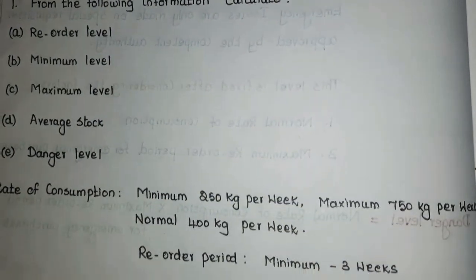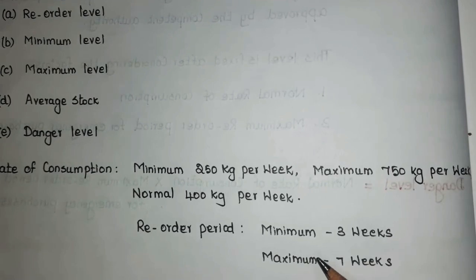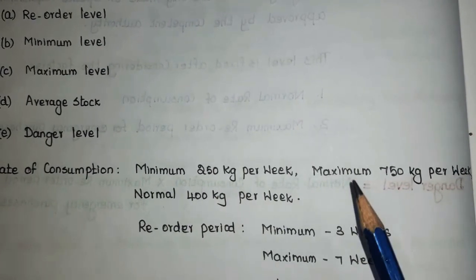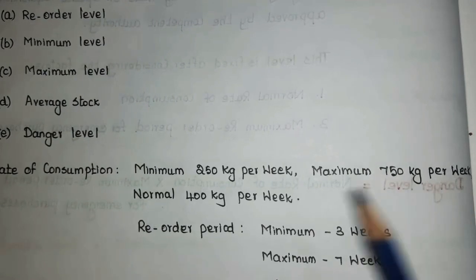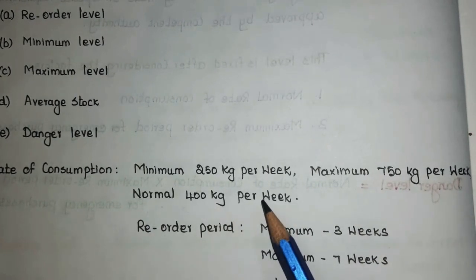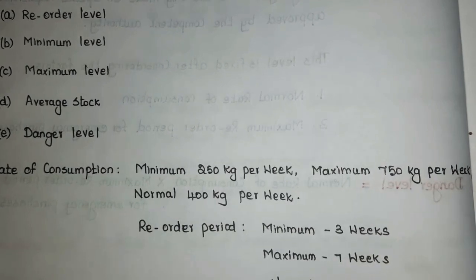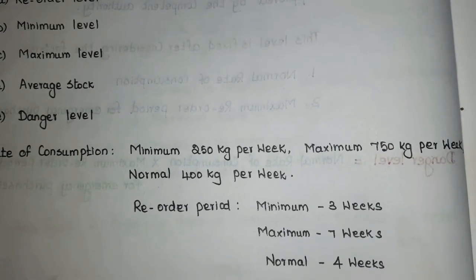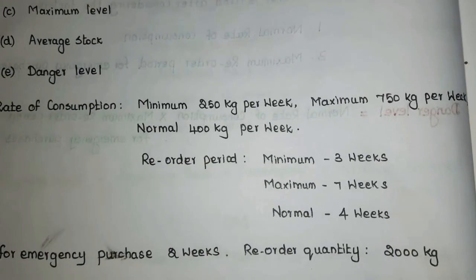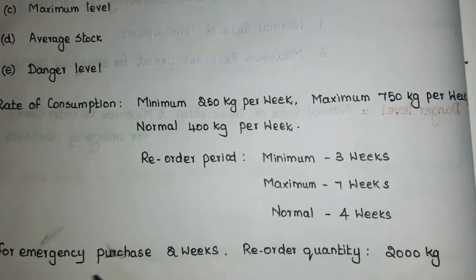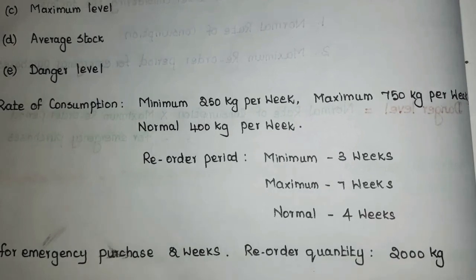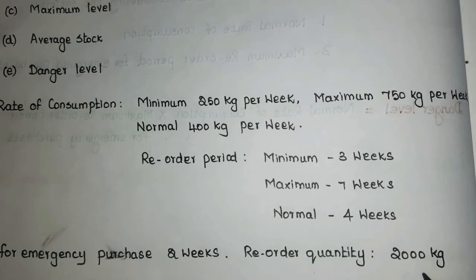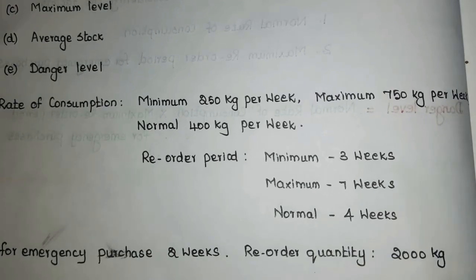Here the rate of consumption has been given. Minimum 250 kg per week, maximum 750 kg per week, normal 400 kg per week. Reorder period: minimum 3 weeks, maximum 7 weeks, normally 4 weeks. For emergency purchase, 2 weeks has been given, and the reorder quantity is 2000 kg. Now we will go into the solution.